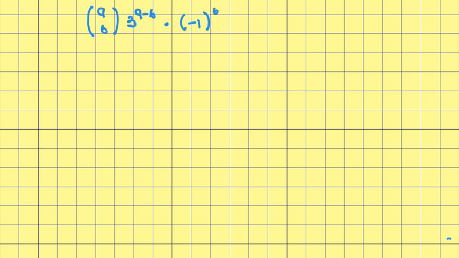Now, 9 choose 6 is equal to 84. 3 to the power of 3 is equal to 27. Minus 1 to the power of 6 is equal to 1. We multiply those out, we get 2,268. Therefore, the constant term in this expansion is 2,268.